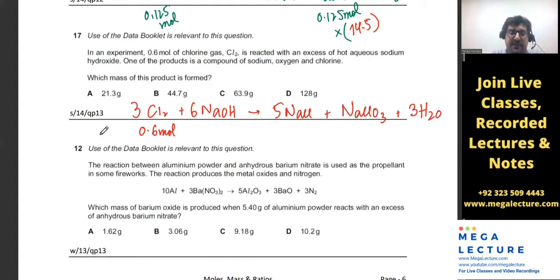So you've got 0.6 moles of this, and they're asking you to figure out the mass of this product, the one that contains sodium, oxygen, and chlorine. So it's going to be 0.6 divided by 3 into 1. So 0.6 divided by 3. So that's your moles. And you multiply by the MR of that. So what's the MR for this one?